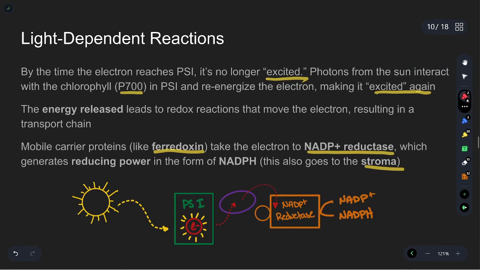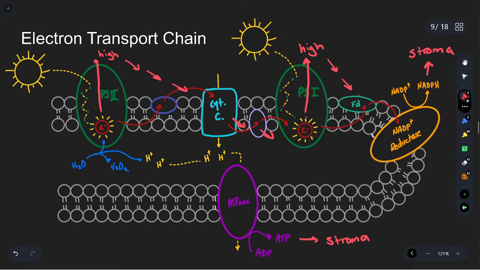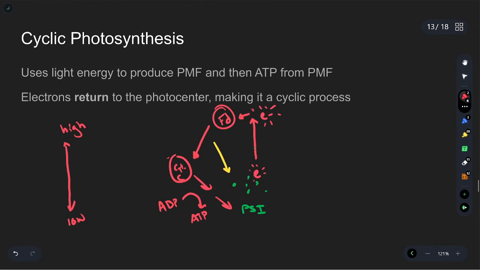PS2, as we learned, needed a source of outside electrons in order to be replenished. This is non-cyclic photosynthesis. And that's because that electron went straight to this enzyme, NADP plus reductase, to make our reducing power. So in order for non-cyclic photosynthesis to repeat, we need that outside source of electrons to come resupply photosystem 2. But in photosystem 1, the electron itself is cycling, eventually returning back to PS1.